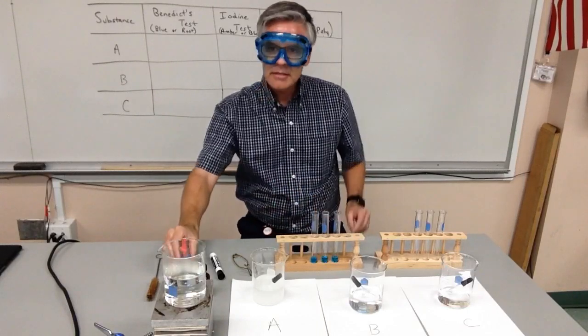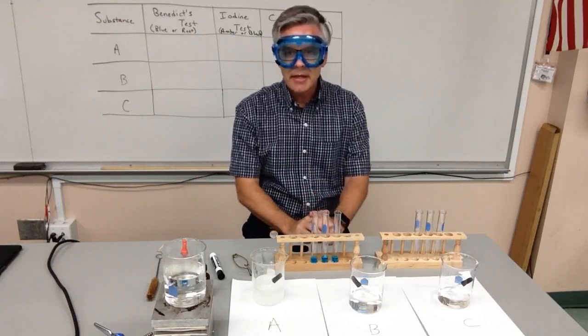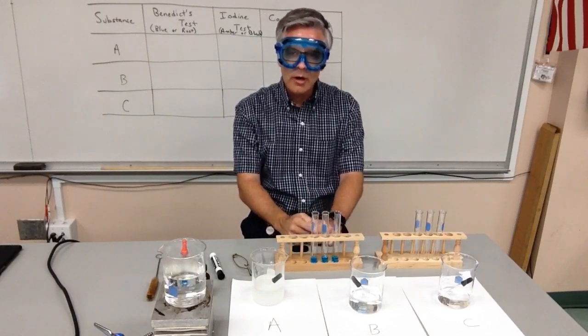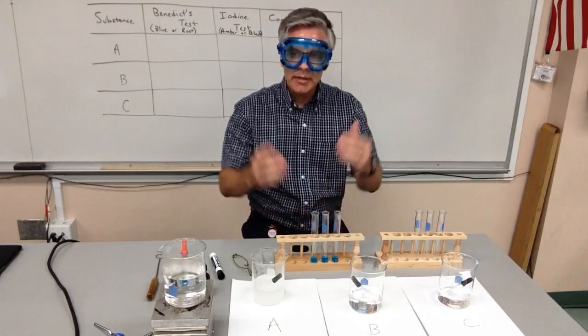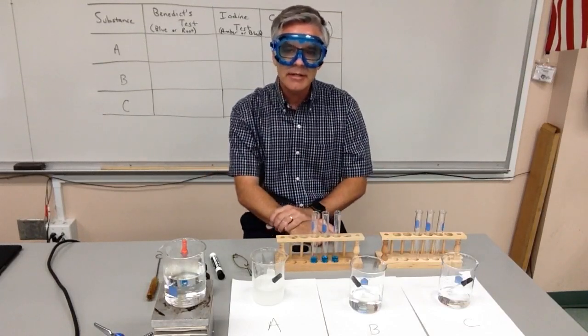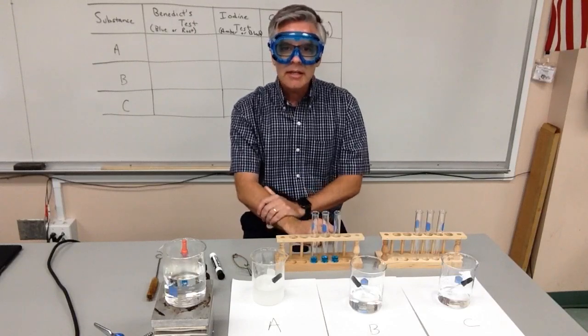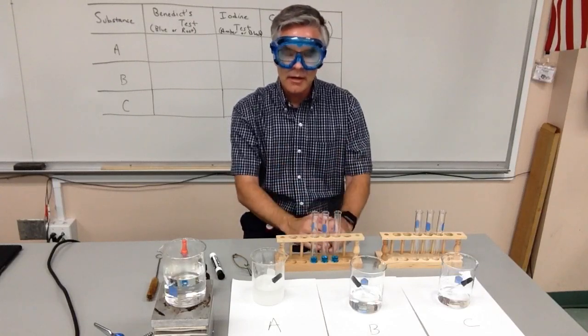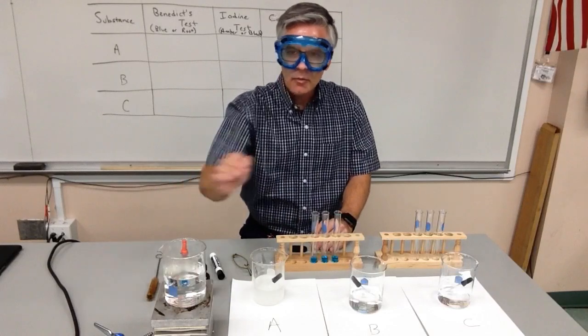And then the next thing is, in order for Benedict's solution to react properly, I need a heat source. It has to be warm water. It can't be boiling. If it's boiling, it breaks down the molecules, like a polysaccharide. It'll break them down into monosaccharides. So I don't want to get a false positive test. I just want the water to be warm. I don't want it to be boiling or anything. And I've preheated some warm water right over here.